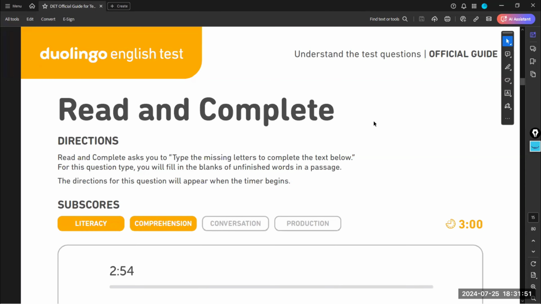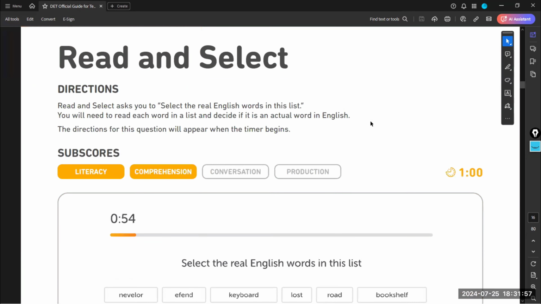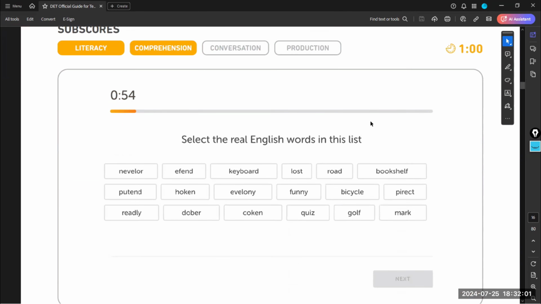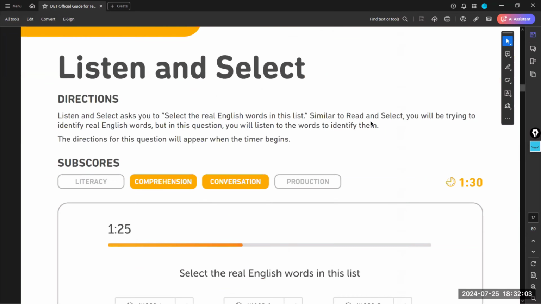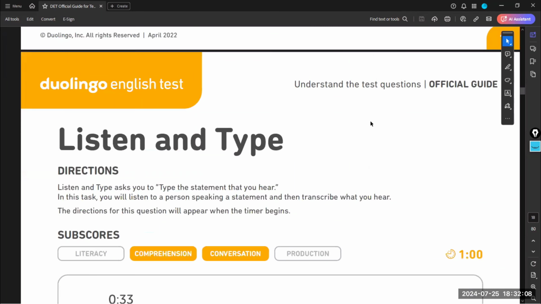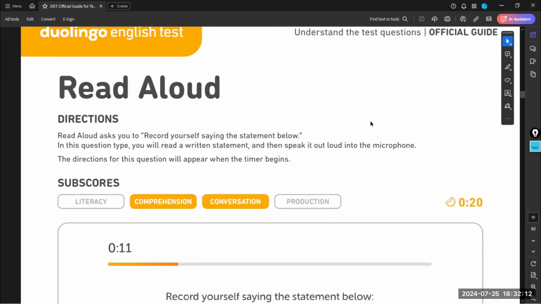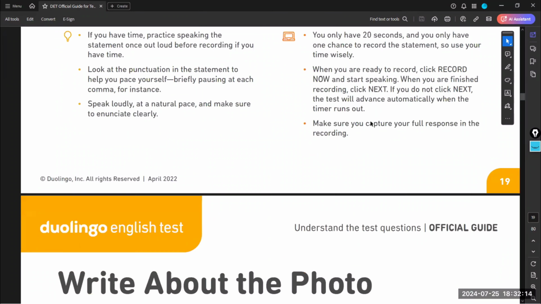Okay, so if you remember, we have discussed the read and complete module. Then we have discussed and explained read and select. After that, we have finished talking about listen and select. Then listen and type. After that, read aloud.